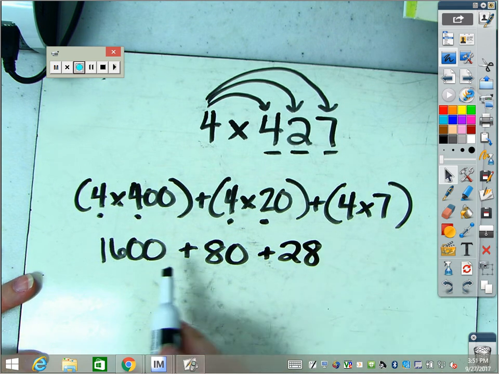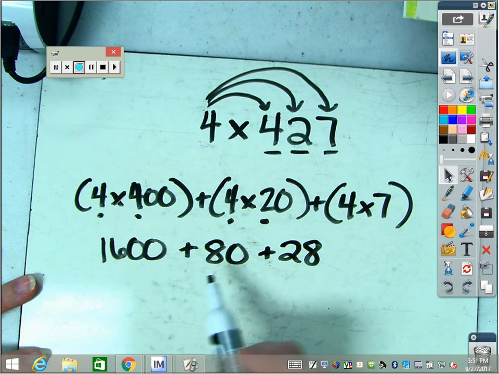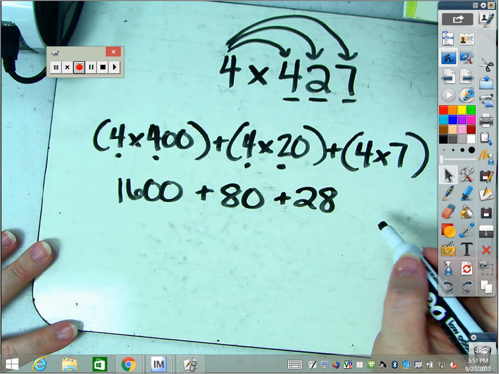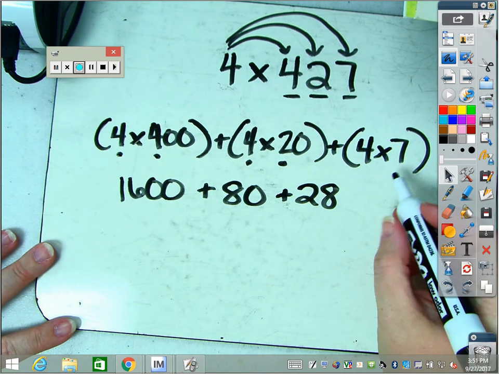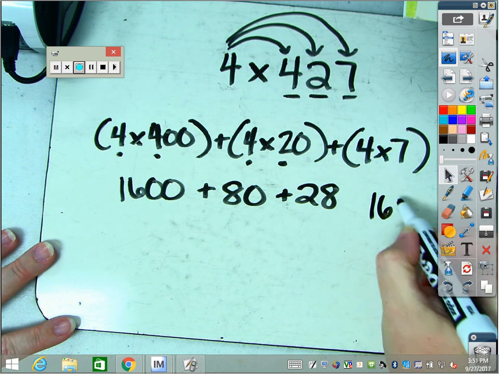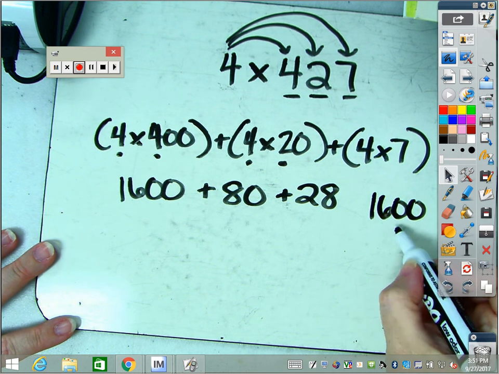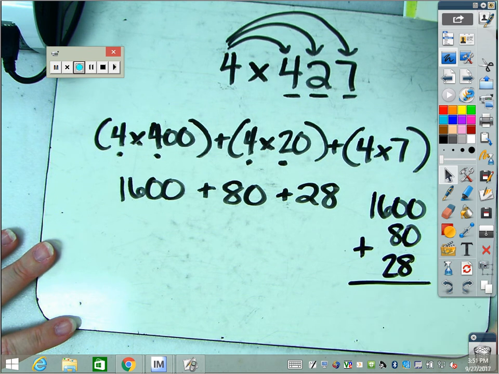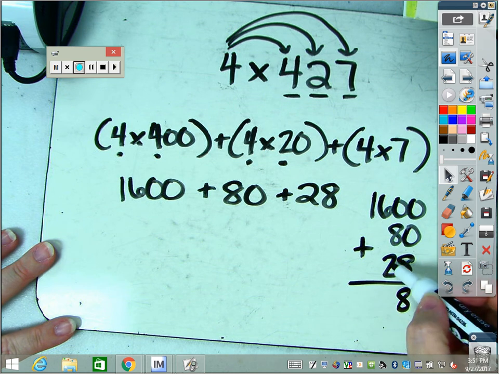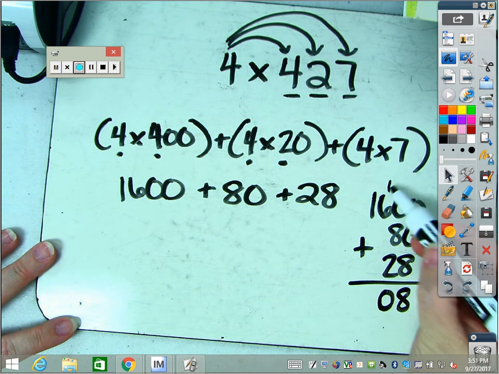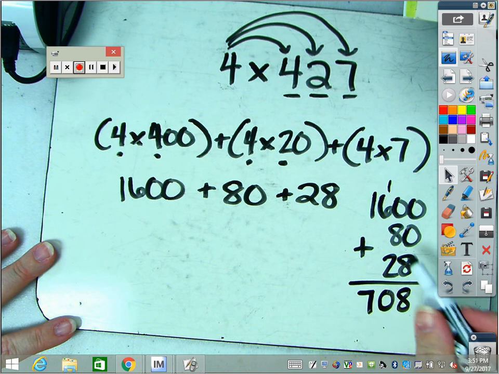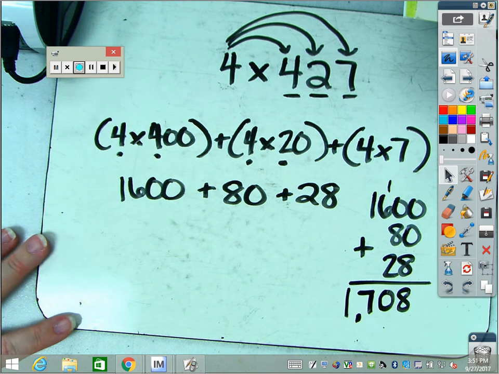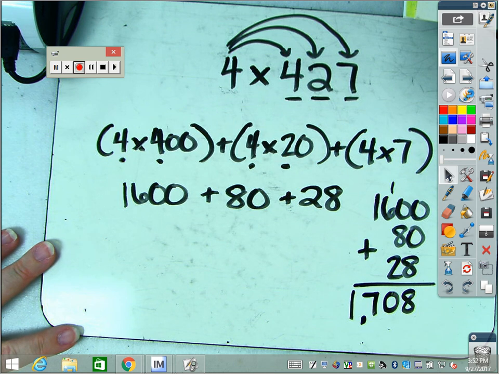And now you might feel like you can add these up in your head, but I'm going to encourage you to not do that in your head, just because it kind of opens yourself up to error or mistake. So I'm going to move these into a vertical addition problem, making sure to line up all my place values. 0 plus 0 plus 8 is 8. 8 plus 2 is 10, so let me regroup here. 6 plus 1 is 7, and then I'm going to bring down my 1. So my answer is 1,708.